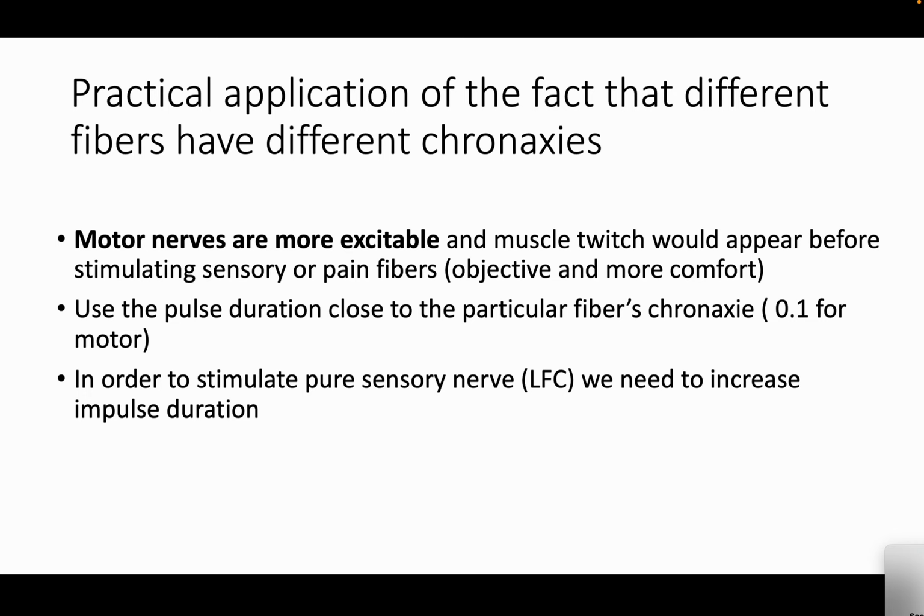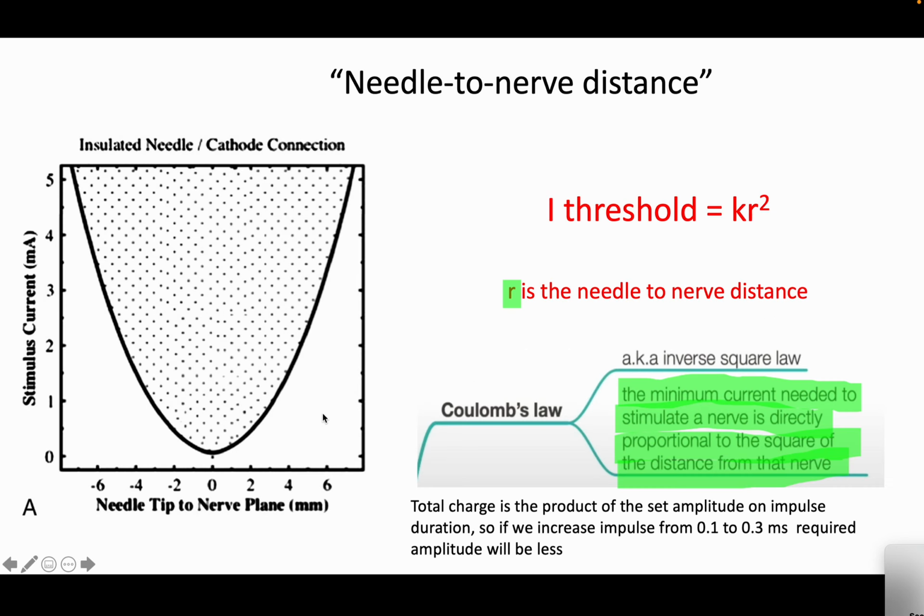Another practical implication is when we choose pulse duration. The modern stimulator allows us to choose pulse duration. We would use a pulse duration close to a particular fiber's chronaxie. And as we said, for motor fibers, 0.1 milliseconds. While if we try to stimulate a pure sensory nerve, let's say the lateral obturator, we need to increase pulse duration. And we'll talk about this later.